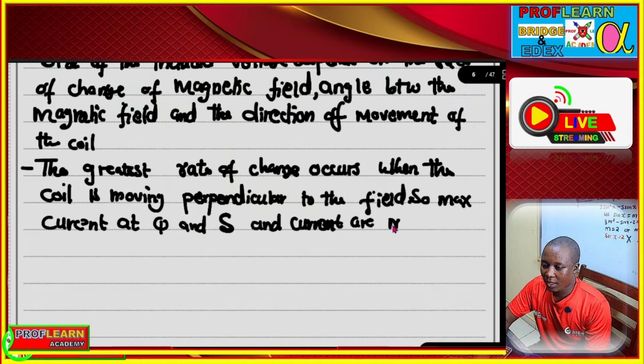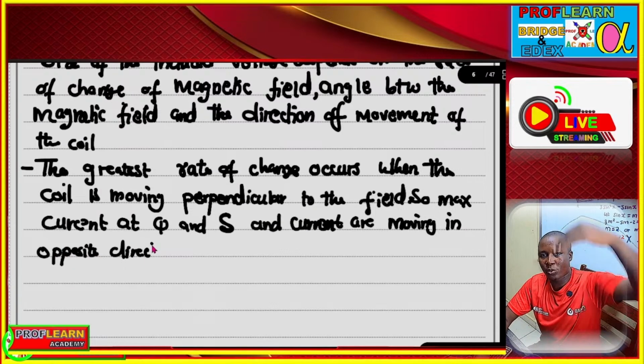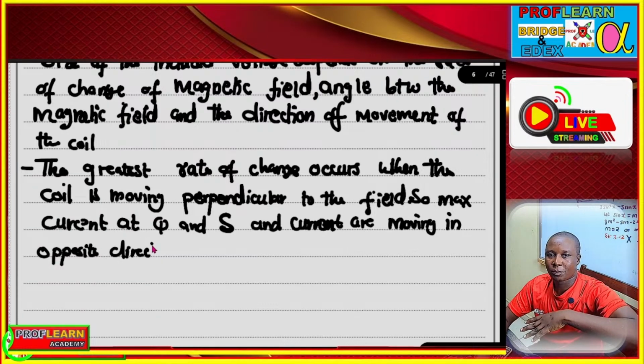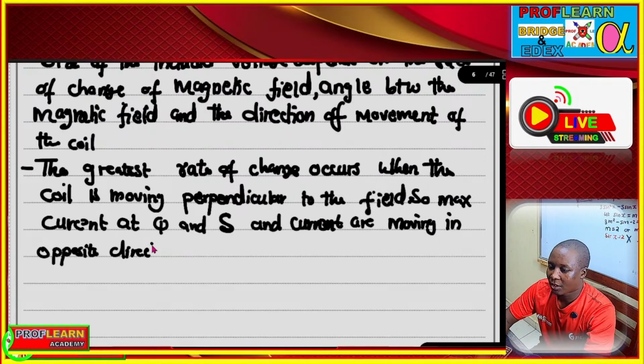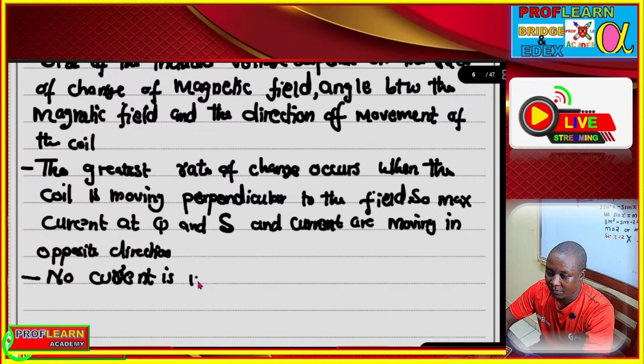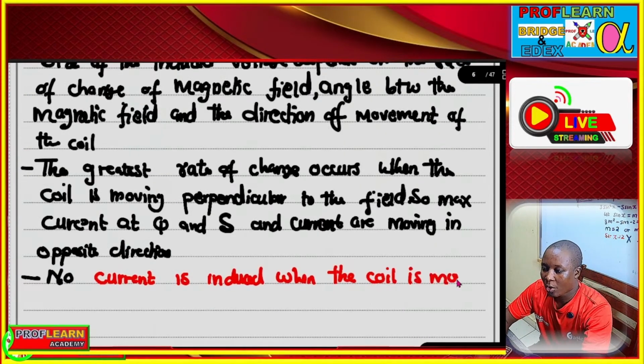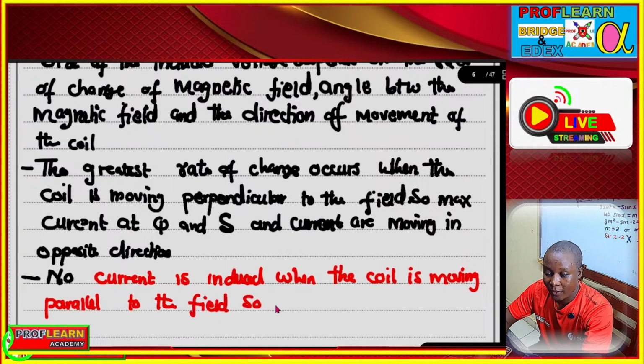And the currents are moving in opposite directions, so that's why you can see Q is that positive highest point and S is the lowest point, because the currents are moving in the opposite direction, but that's when we have the maximum. And the next part is to identify no current is induced when the coil is moving parallel to the fields.